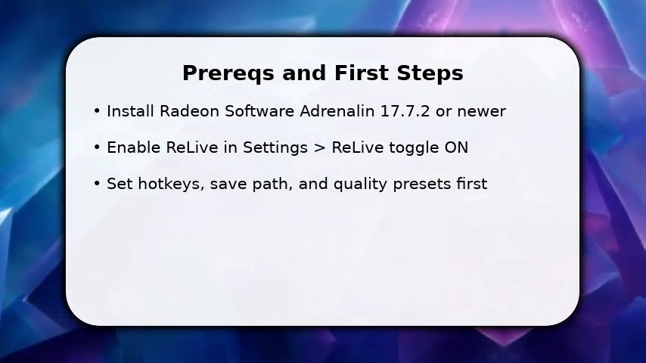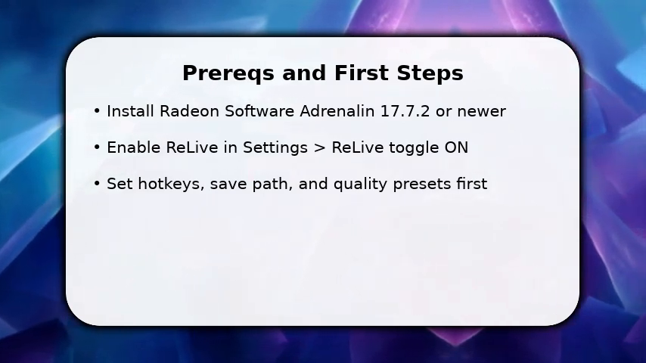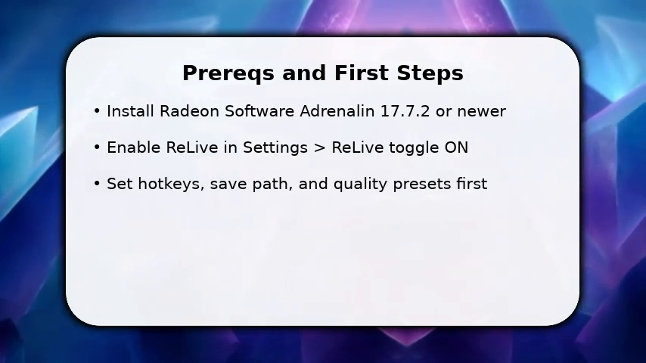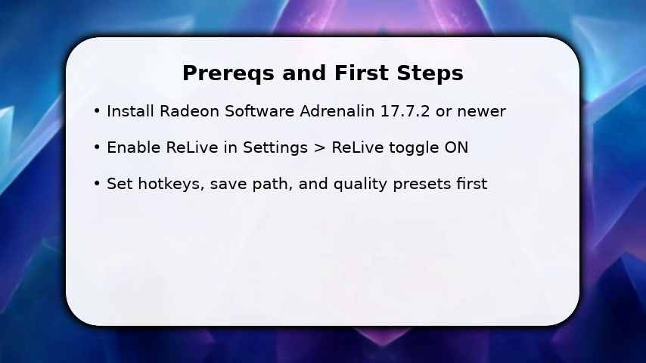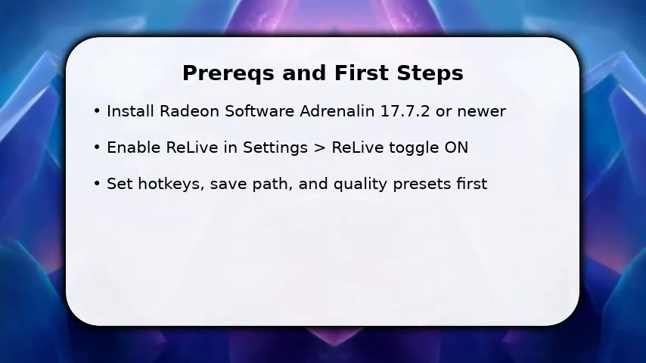This prevents accidental overwrites. Make sure recording quality and encoder are set to your GPU hardware encoder so performance stays high. These first steps minimize configuration friction and let you begin recording immediately without frame drops.